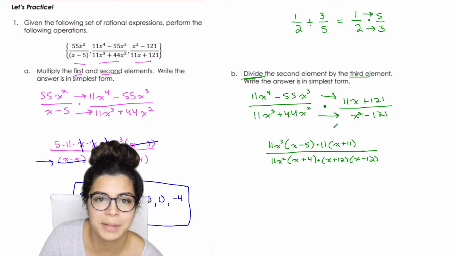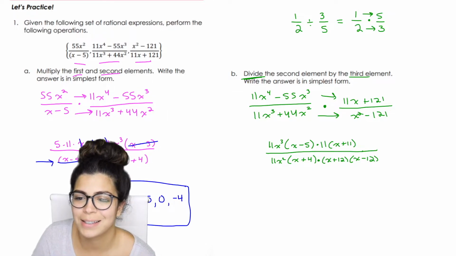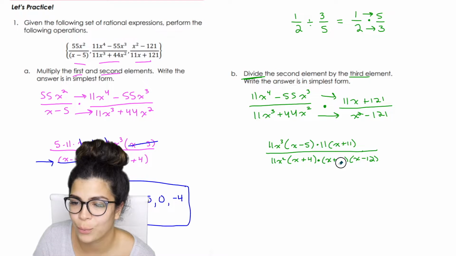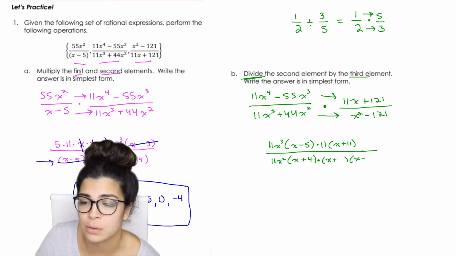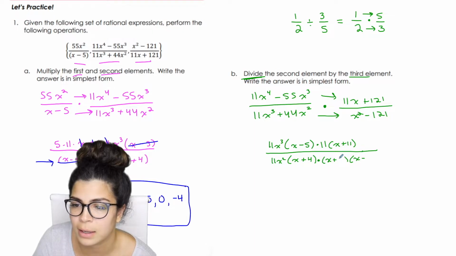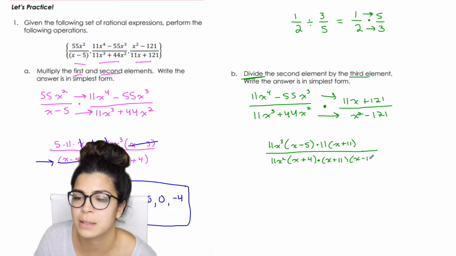Oop, just kidding. 12 times 12 is 144. So 11 times 11 is 121. So this is x plus 11 times x minus 11.